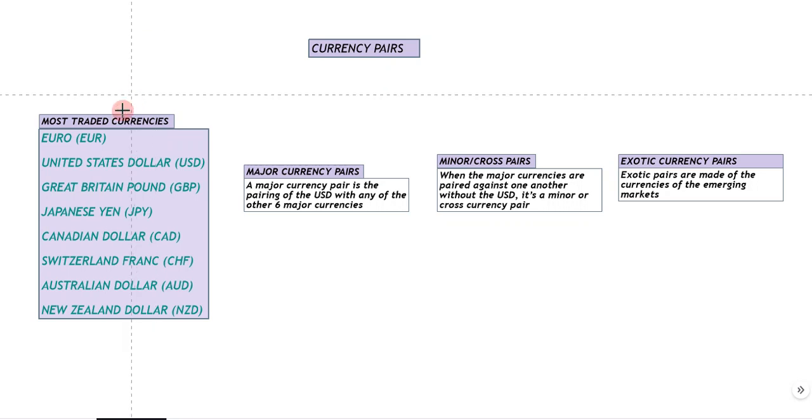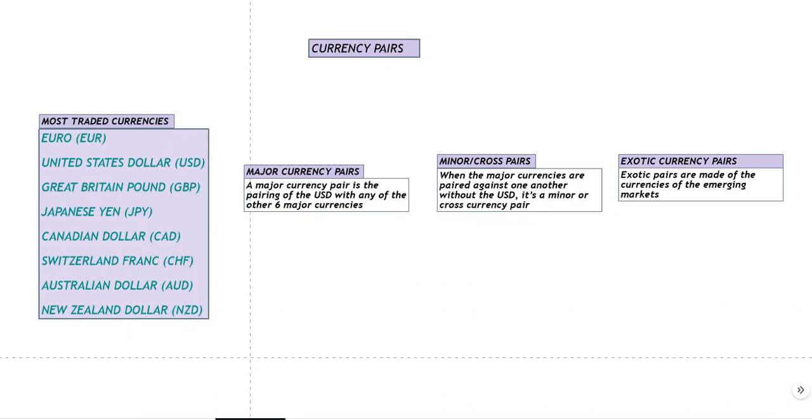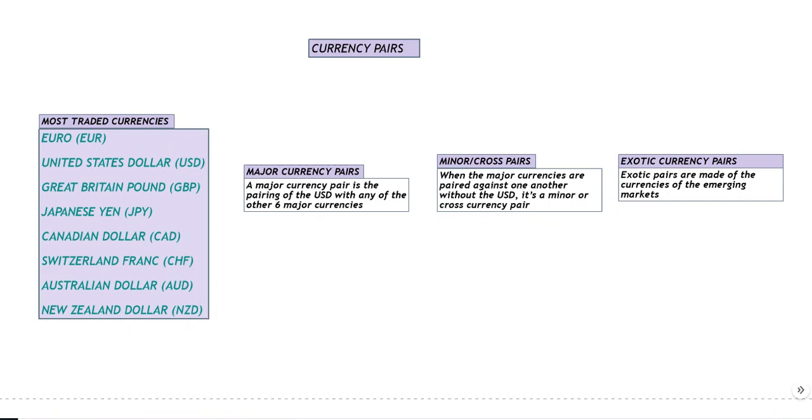Okay, so the first one here is the euro. The euro is a currency used by the European Union, which consists of about 16 countries, and we have the United States dollar, we have the Great Britain pound, we have the Japanese yen, we have the Canadian dollar, the Switzerland franc, the Australian dollar, and the New Zealand dollar. So these eight currencies are the most traded currencies in the global forex market.